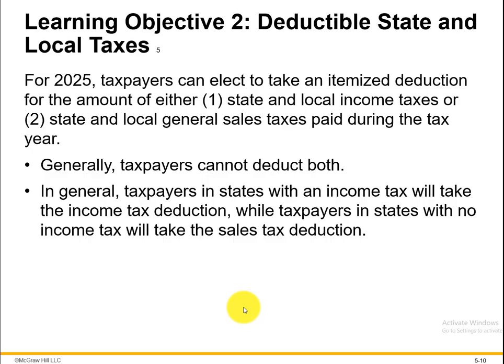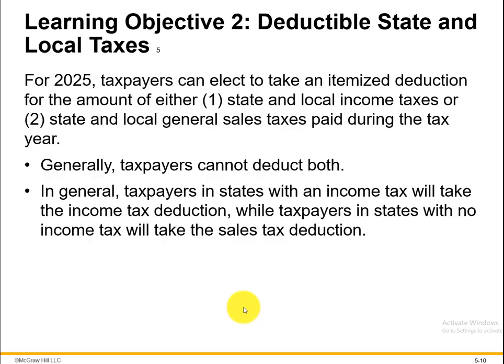States with no income tax but have sales tax, and I don't know of any state that doesn't have either, that I can think of. Maybe New Hampshire. But we'll take the sales tax.